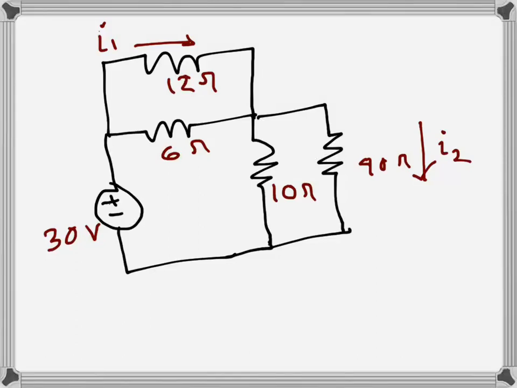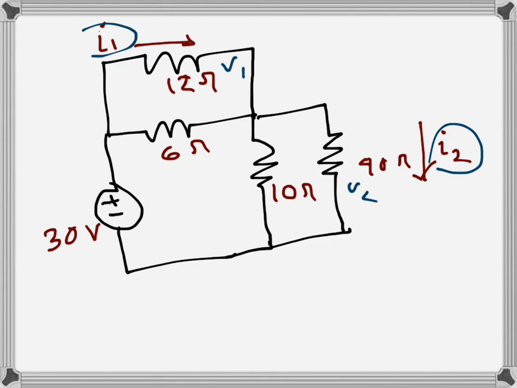So for the given circuit we have to find current I1 and current I2, and if we do that we will be able to find the corresponding voltage drops V1, V2, and if needed we can find the corresponding powers as well. So that's fine. We will just focus on finding the current first.